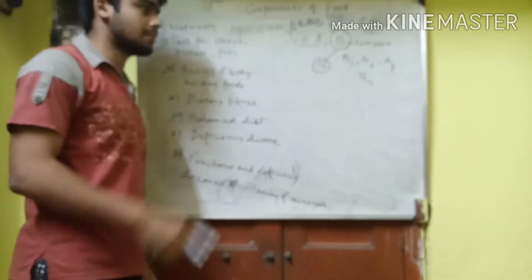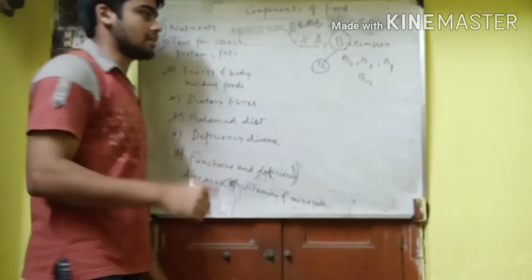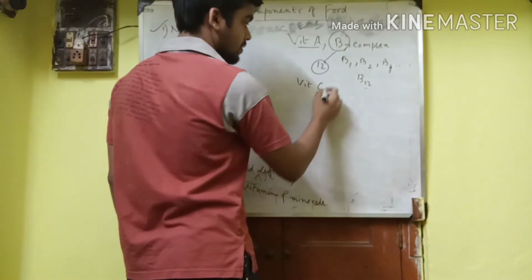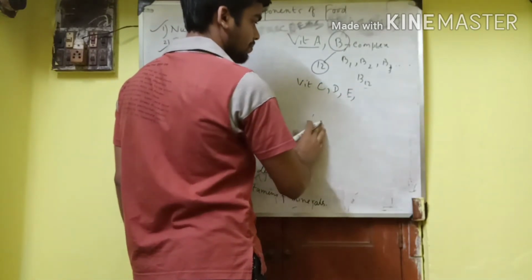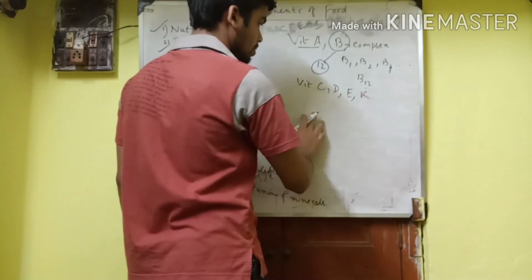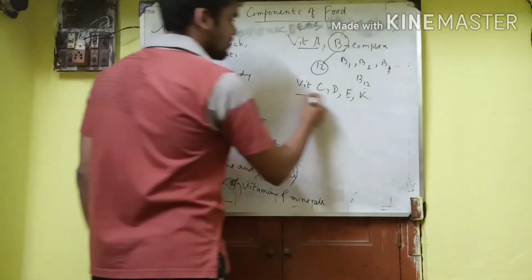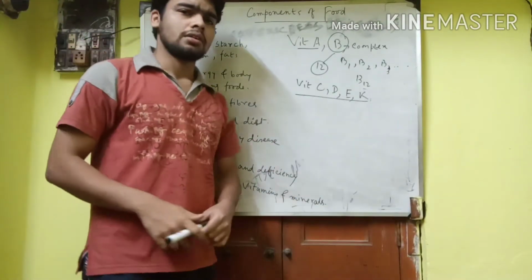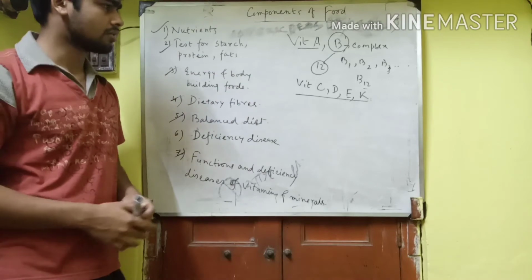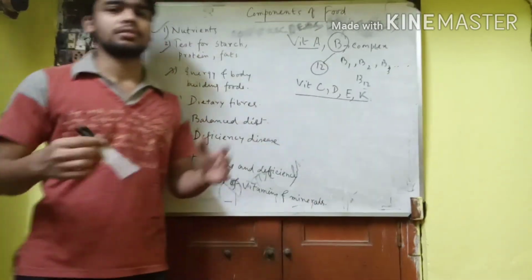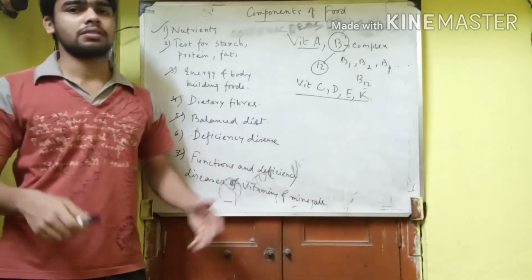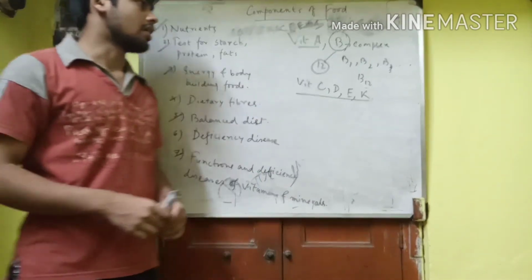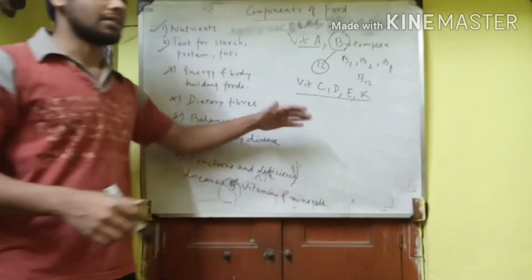So vitamin B is not a single thing. Then vitamin C, vitamin D, vitamin E, vitamin K. These are the vitamins. There are various scientific names of these vitamins. Each vitamin has its particular functions and essentiality in our body, which we are going to discuss.